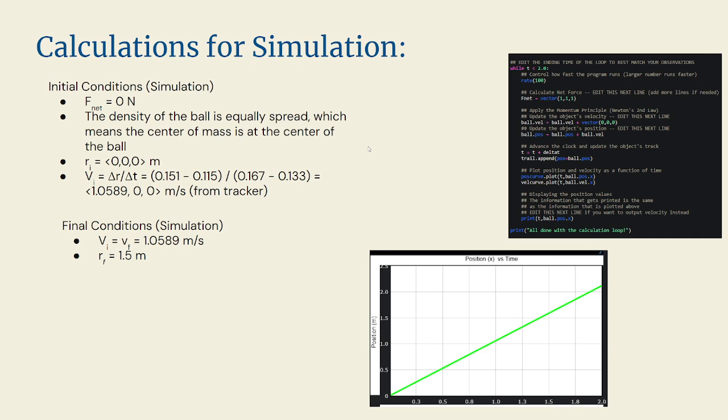I chose the initial time closest to the start of the Tracker because, as we'll learn later, in reality, the ball will actually slow down because of outside forces. So this gives us a velocity of 1.0589, which we then set as our initial velocity. Because the ball will have constant velocity in our simulation, we set the initial and the final velocity to the same thing, and using this we can calculate through the simulation the final position, and it ends up at about 1.5 meters after about 1.5 seconds.